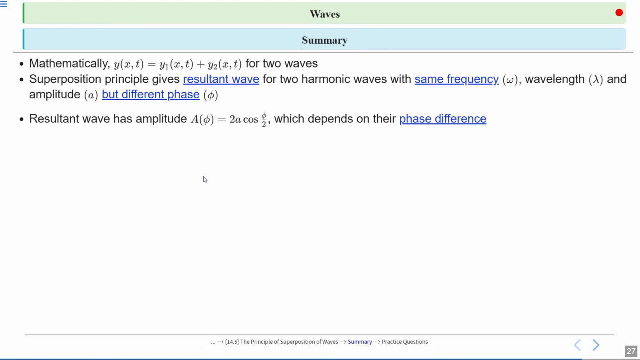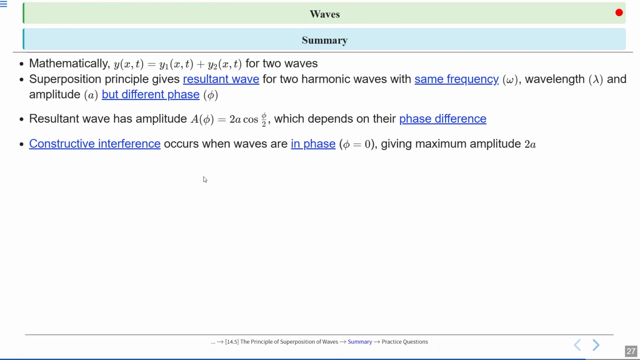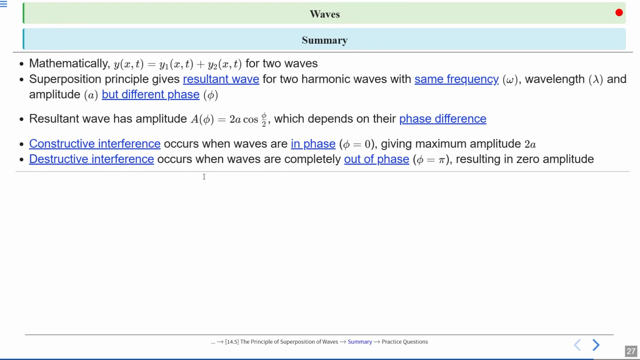The resultant wave has amplitude A of phi equal to 2A cos phi by 2, which depends on their phase difference. Constructive interference occurs when waves are in phase, phi equal to 0, giving maximum amplitude 2A. Destructive interference occurs when waves are completely out of phase, phi equal to pi, resulting in 0 amplitude.